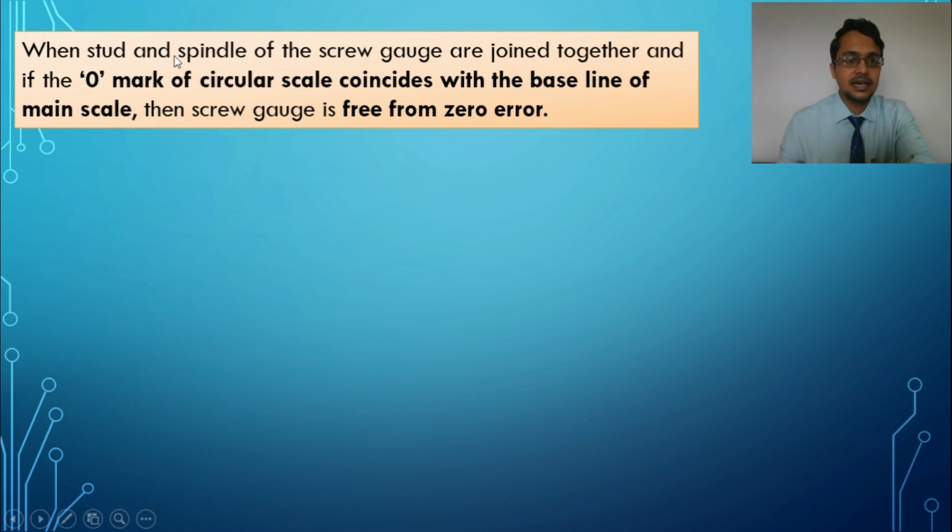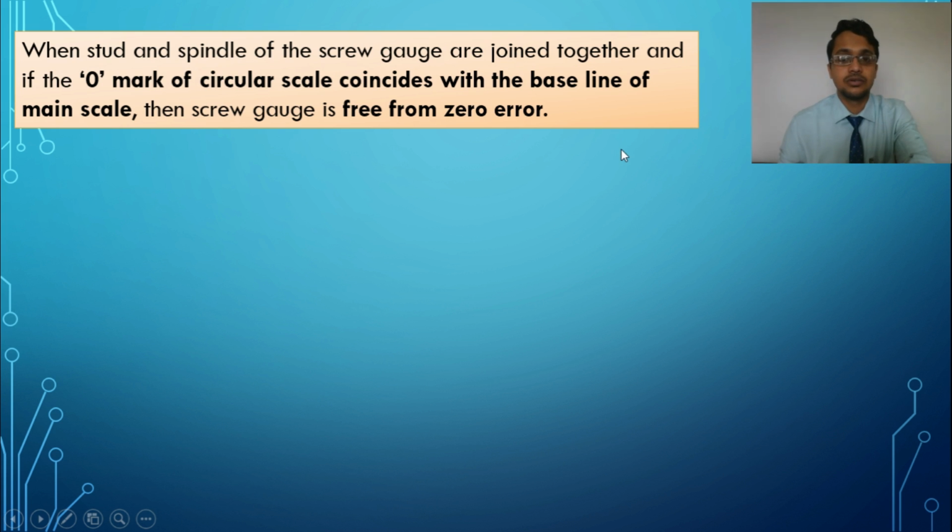When the stud and spindle of the screw gauge are joined together, that means we will rotate the cap and join the stud and spindle of the screw gauge. If the zero mark of the circular scale coincides with the baseline of the main scale, then the screw gauge is free from zero error. If this is the condition you get in your instrument, then there is no error. You do not have to calculate any kind of error. You will just write that the zero mark of the circular scale coincides with the zero mark of the main line. So this instrument is free from zero error.